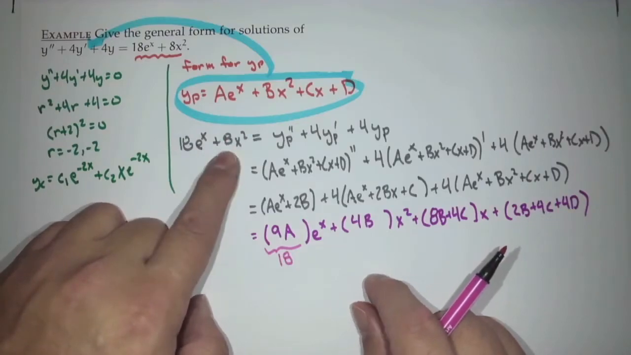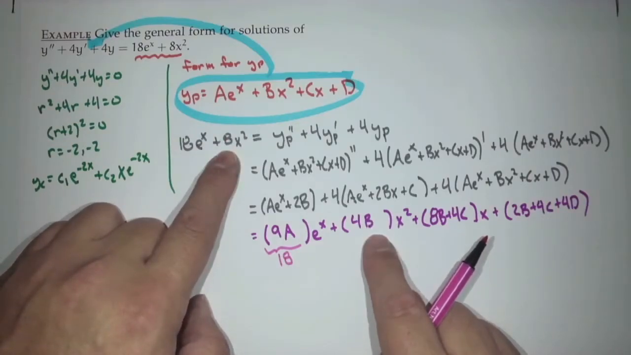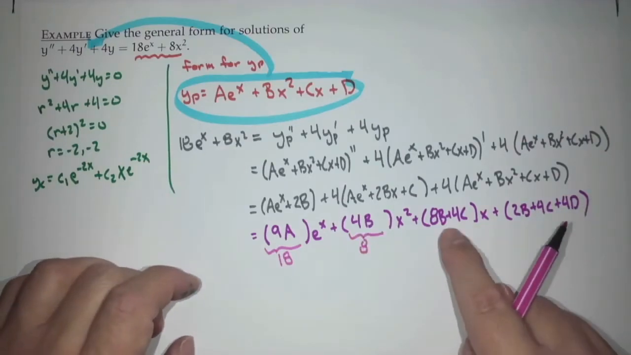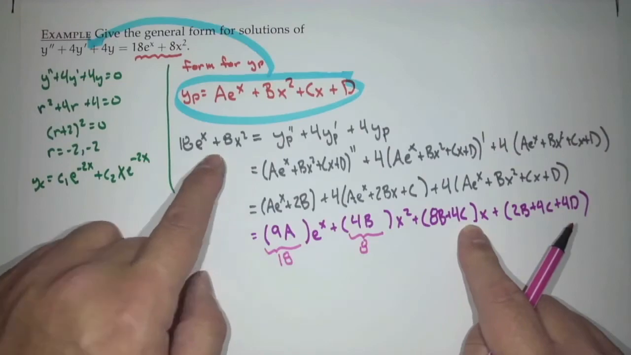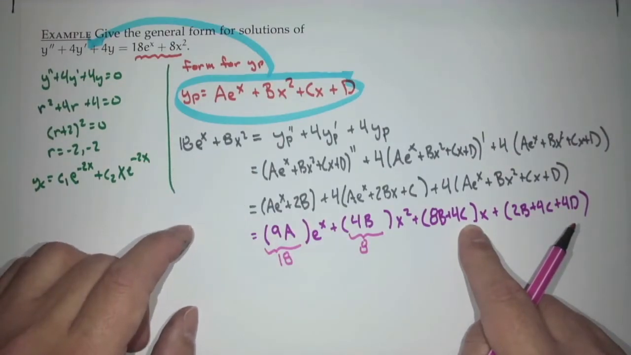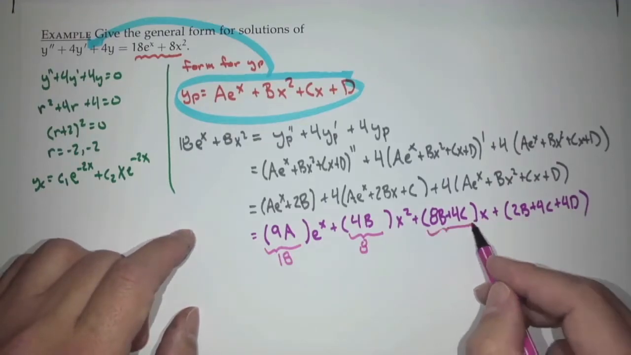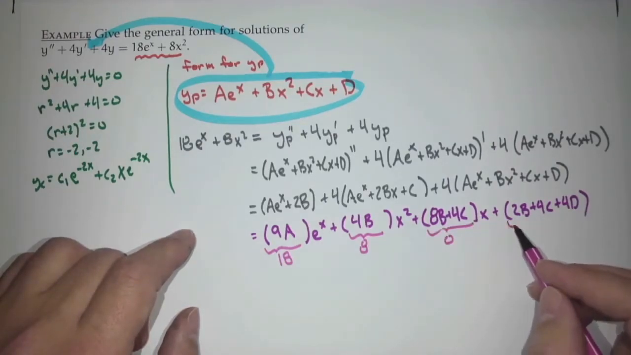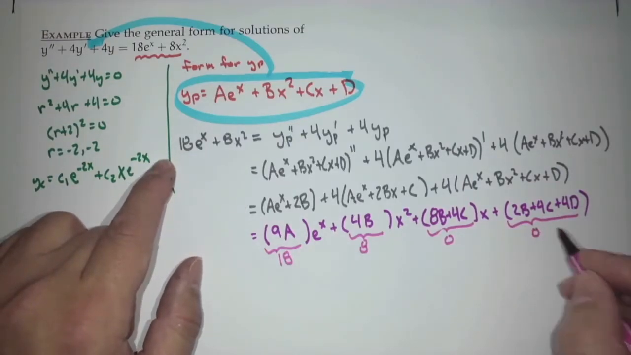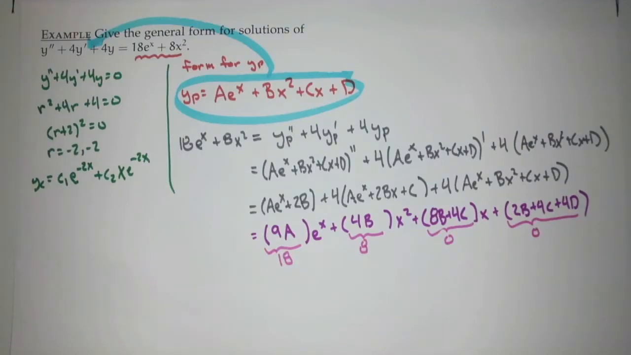Here I see 8 attached to x squared. Here I see 4b attached to x squared. What needs to be true? 4b has to be 8. Here I see 8b plus 4c attached to x. Here I don't see an x. What does that tell us? 0. And here the constant term is 2b plus 4c plus 4d, and here the constant term is 0. So now we have a system of equations. 4 equations, 4 things we don't know. I think we can figure it out, though.